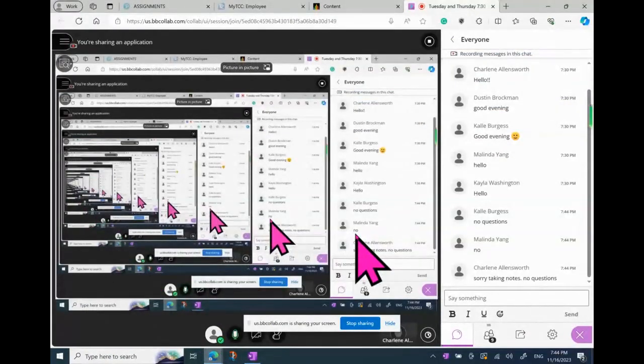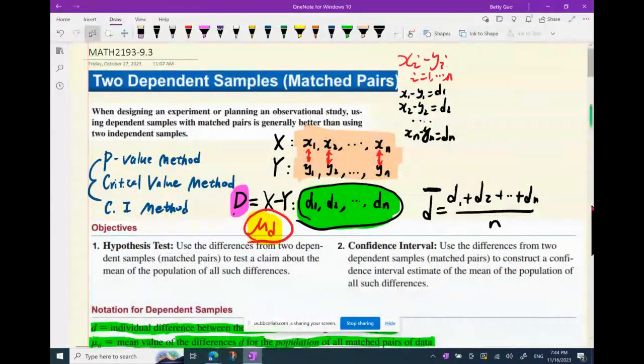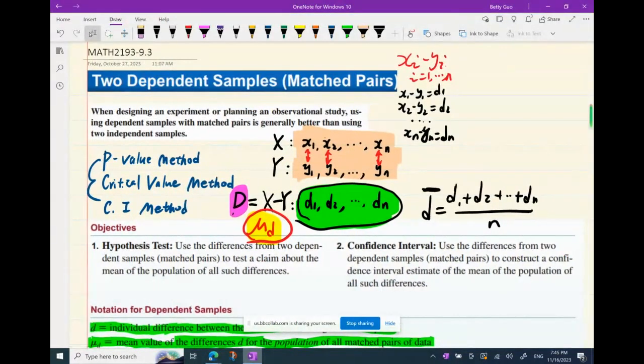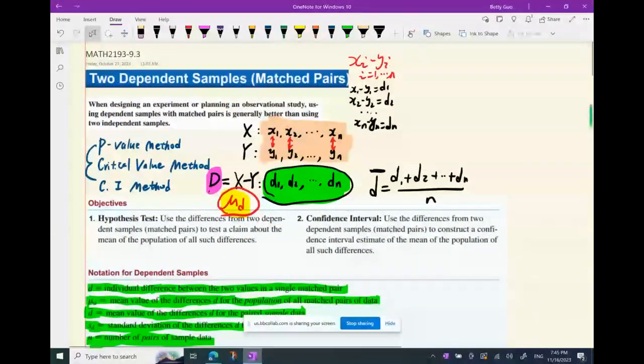Taking notes? No, okay. No questions. Thank you, Charlene. Melinda has no question. Kelly has no questions. Okay, so I assume it is clear so far, right? All right, very good. By the way, you can take a screenshot. If you take notes, take a screenshot, leave those as pictures. That's what I would do if I take an online class.